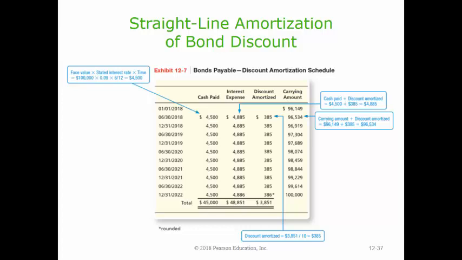10 amortization entries will decrease the discount to 0 with rounding. Then the carrying amount of the bonds payable will be $100,000 at maturity. $100,000 in bonds payable minus 0 in discount on bonds payable. Exhibit 12.7 shows the amortization schedule of the bond.